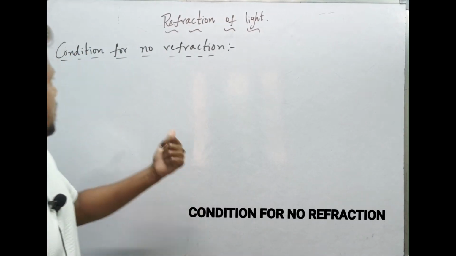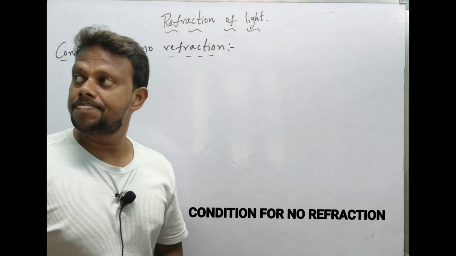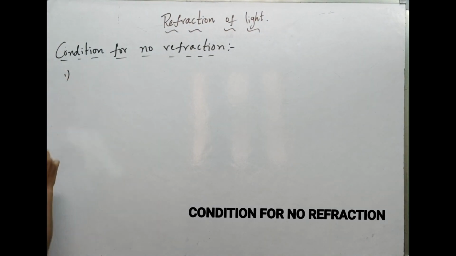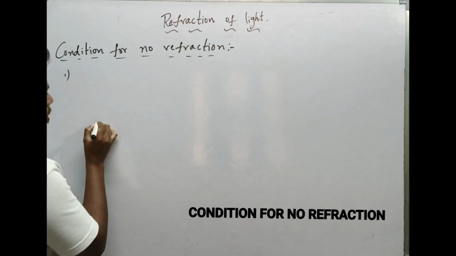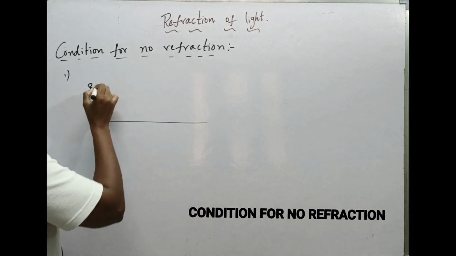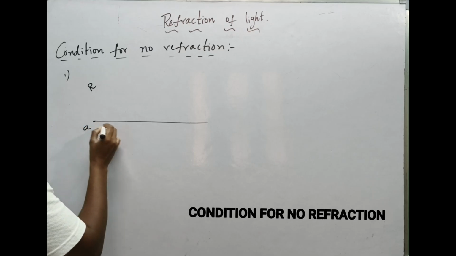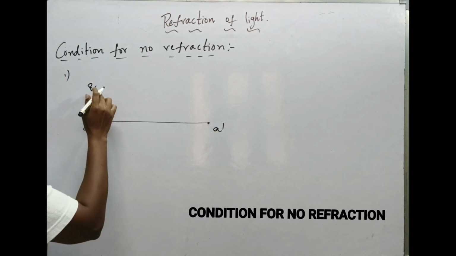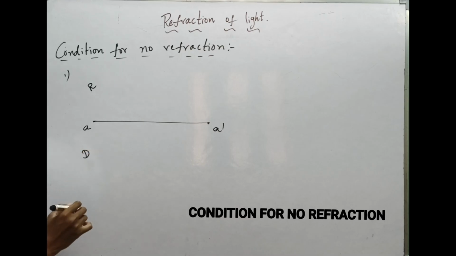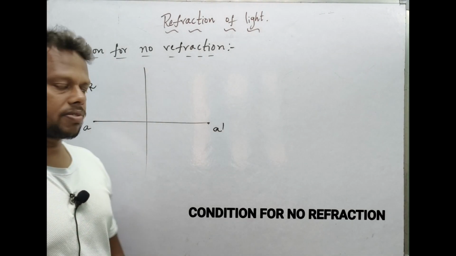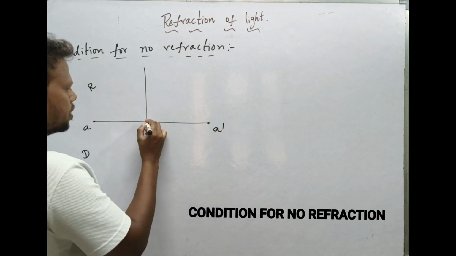The next one is condition for no refraction. There are two conditions we have. The first one: interface represented by A dash, rarer medium, denser medium, imaginary normal line which is perpendicular to the surface, point of incidence.